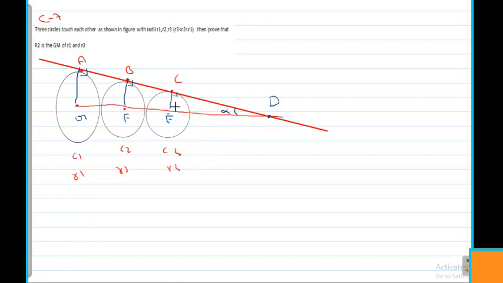Interesting construction here. From F draw a perpendicular on BF, say this is K. From F draw a perpendicular on AG, say this is L. Observe, students: this is a rectangle. Here 90, here 90, here 90, automatically this is a rectangle. This one is also another rectangle. These two are rectangles, and these two are right triangles.